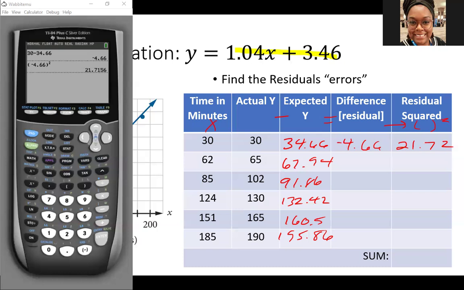Okay. So I'm going to pause on me talking and give you a chance to fill in the other 5. Got it?